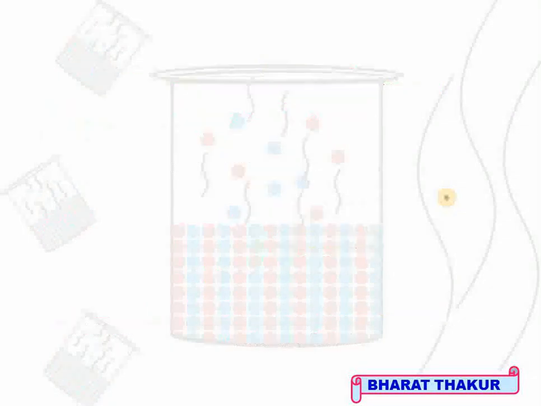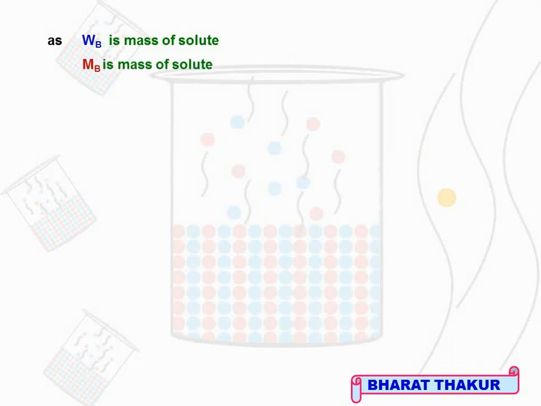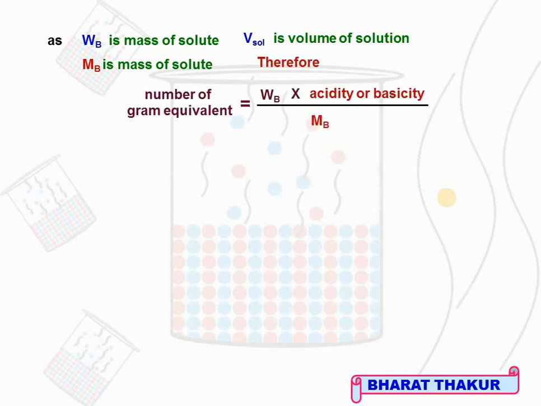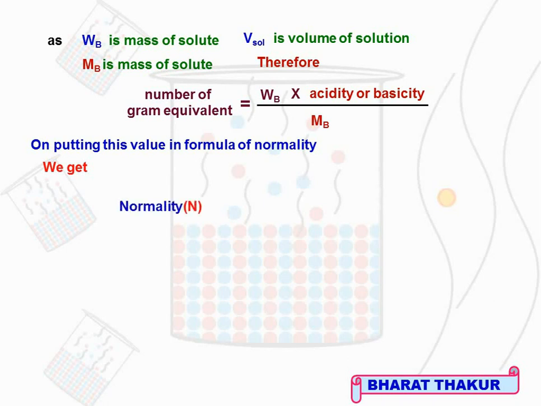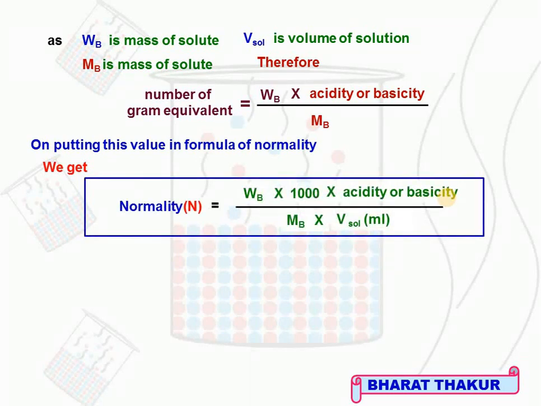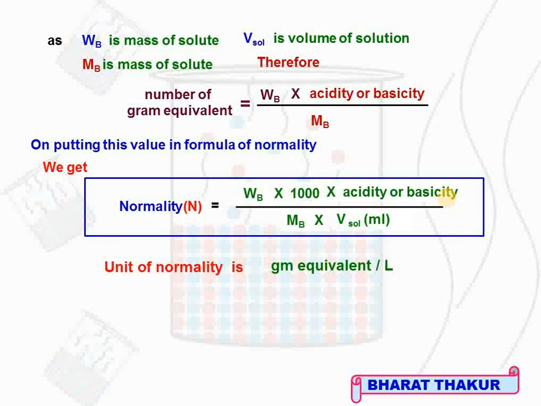Now, as WB is the mass of solute, MB is the molar mass of the solute, and V is the volume of solution. Therefore, the number of gram equivalent will have the formula WB into acidity or basicity divided by MB. Putting the value in the formula of normality, we get the final formula: normality N is equal to WB into 1000 multiplied by acidity or basicity divided by MB into volume of solution in ml. This is the final formula for normality. The unit of normality is gram equivalent per liter.